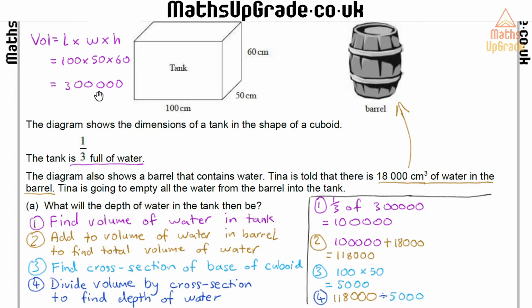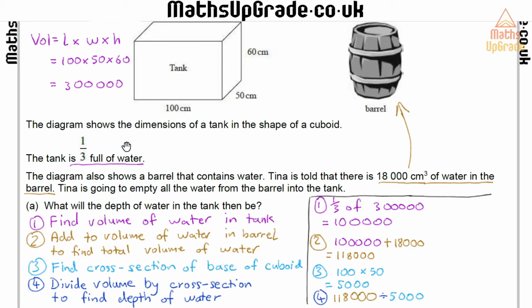So the first step, let's find the total possible capacity of the tank. The total possible capacity is length times width times height. That's 100 times 50 times 60, which without a calculator I can just do 50 times 60, which gives me 3,000, times 100 is 300,000. So 300,000 centimeters cubed is the capacity of this tank.